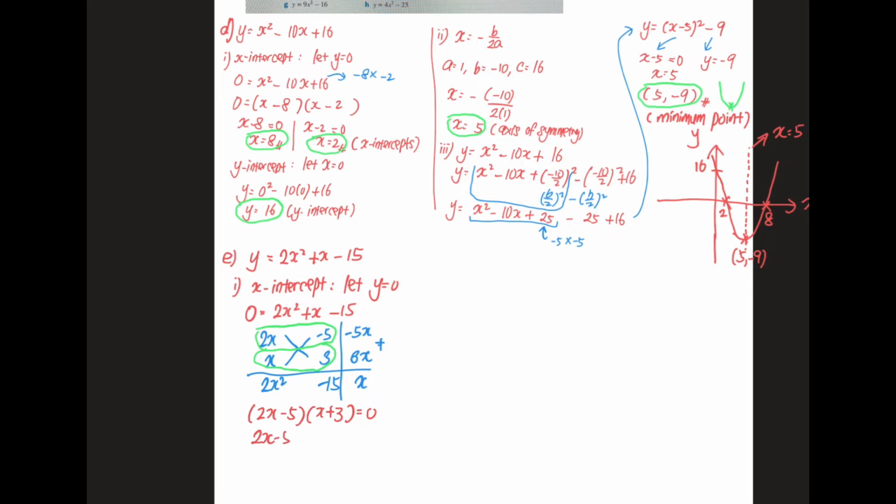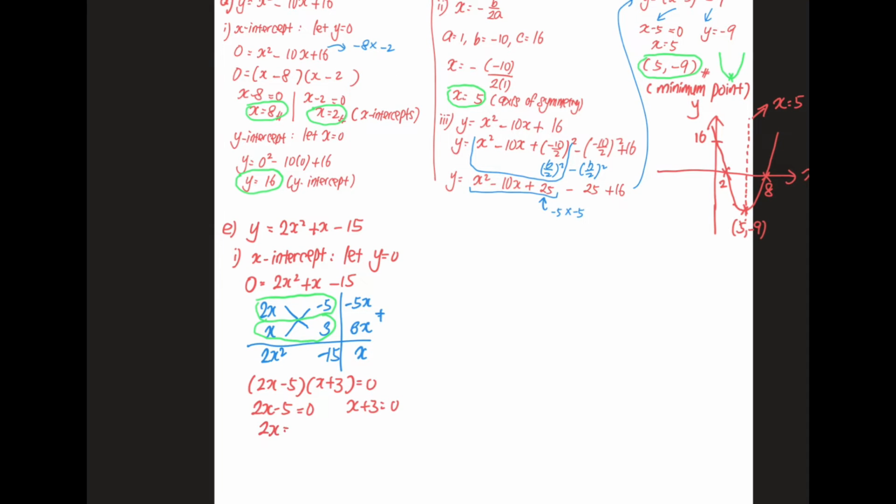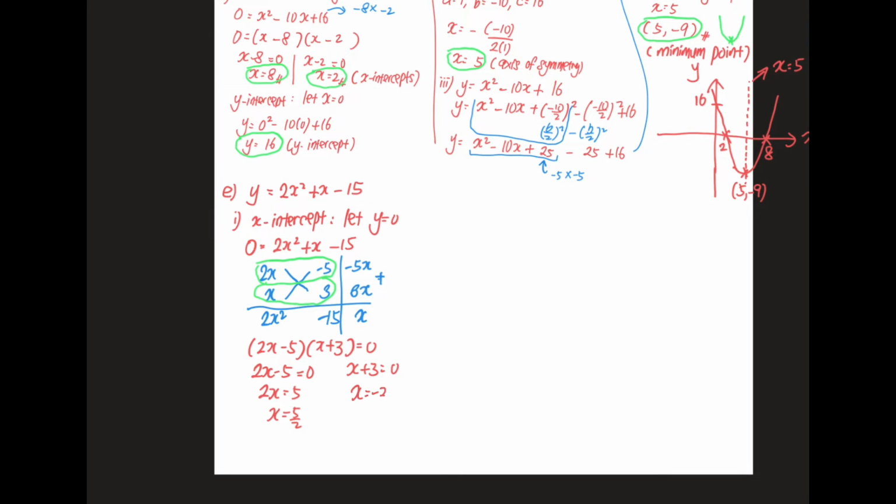So we find out the x-intercepts then. We let each bracket equal to 0. So x equal to 5 over 2, x equal to minus 3. These are the x-intercepts, so we have two x-intercepts. Now the y-intercept. As you can see what we did just now, for the y-intercept we let x equal to 0. So we can do the same here.